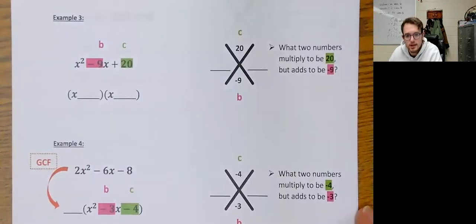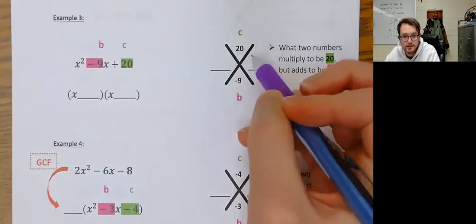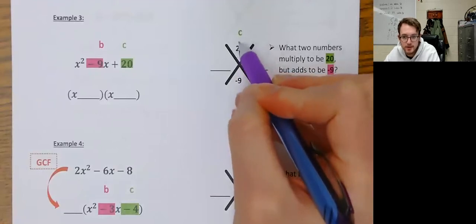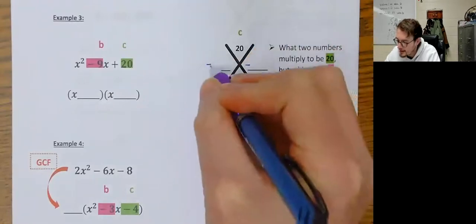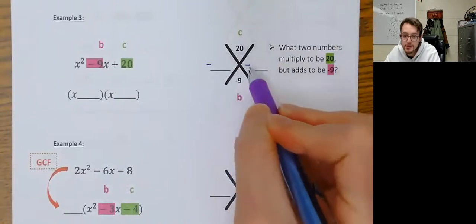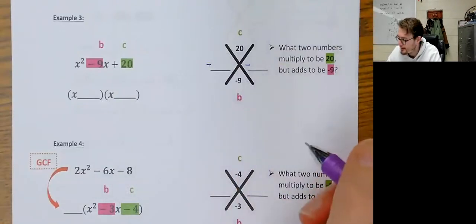Okay, so what multiplies to 20 and adds to negative 9? Again, this is a different one. There's two types of numbers that give a positive product. A positive times a positive is a positive. A negative times a negative is also a positive. So another little side hint: when you have a positive product, but you want the two numbers to add to be a negative, both numbers are going to be negative. Because a negative times a negative is a positive, and a negative plus a negative is a negative.